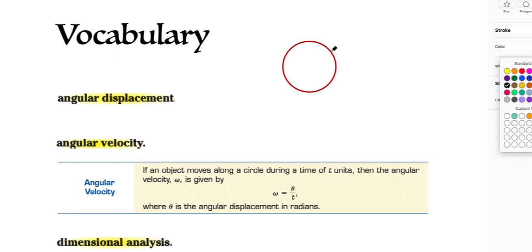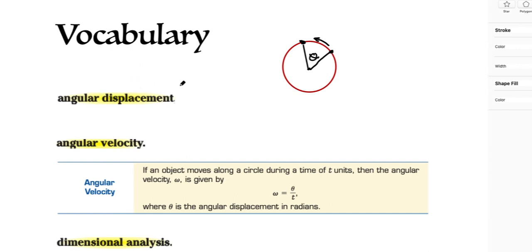So if you have some object traveling along a circle, and at one time the object is, say, here, and then later on the object is here, then the angle with which that object has traveled, let's call it theta, would be the angular displacement. So it's how far in terms of the angle, not in terms of the length, right? But in terms of the angle.